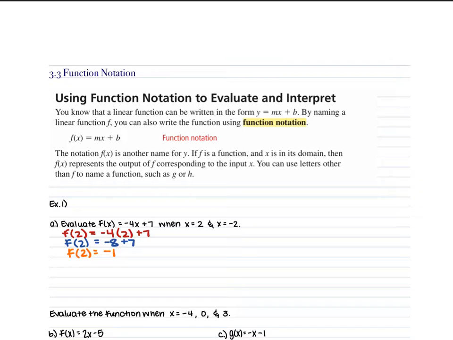And the reason why we put this 2 in the parentheses where that f is, is to tell ourselves and whoever's looking at this that we plugged in that 2, or we substituted in that 2 for x in the expression that was on the other side of that equal sign.